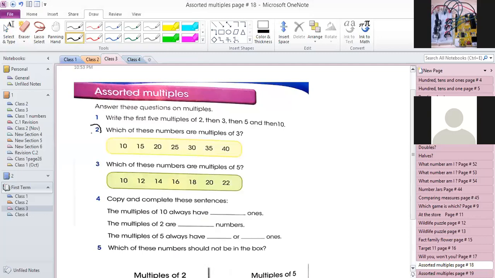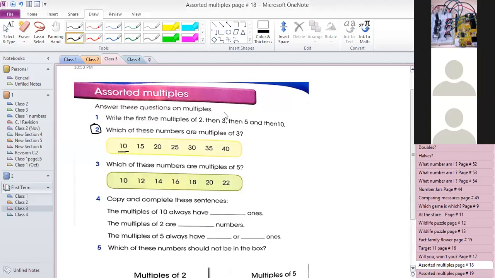Question number 2 is which of these numbers are multiples of 3? So I will ask you and you will have to answer me. Guys, tell me about 10. Is 10 a multiple of 3? No. Very good. It is not a multiple of 3.